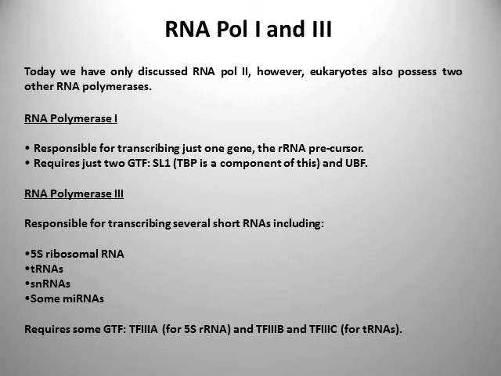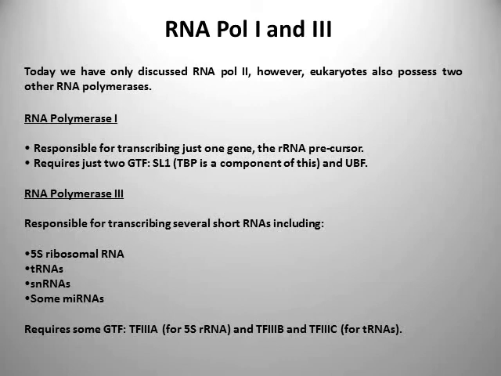It's quite a simple setup. It just needs 2 general transcription factors. SL1, part of which is the TATA binding protein. So TATA binding protein is found in this SL1 complex. And another general transcription factor called UBF. So that's RNA polymerase 1, and that's transcription of the ribosomal RNA precursor.